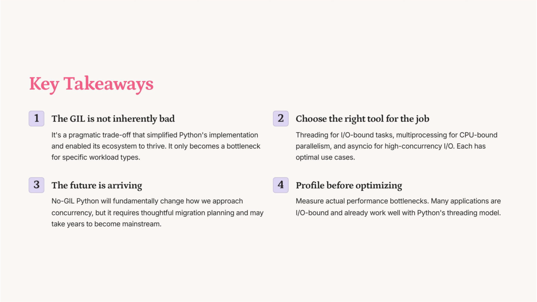The global interpreter lock, GIL, is a pragmatic trade-off, simplifying Python's implementation. It's a bottleneck only for specific workloads. Use threading for I/O-bound tasks, multiprocessing for CPU-bound parallelism, and Asyncio for high concurrency I/O. No-GIL Python will change concurrency approaches, but requires careful migration. Always profile to identify real performance bottlenecks.